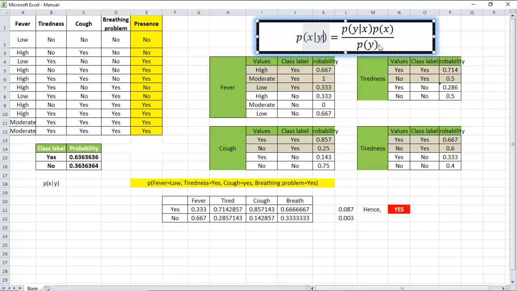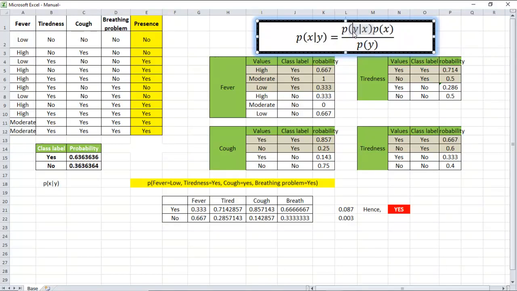Then coming to P of Y. What does P of Y state? It is the probability of having that particular value on this attribute column. For example, if Y is equal to low, when fever is considered as an attribute, how many patients in the data set have the fever value as low? That is given by this. It is called your predictor probability or input attribute probability.